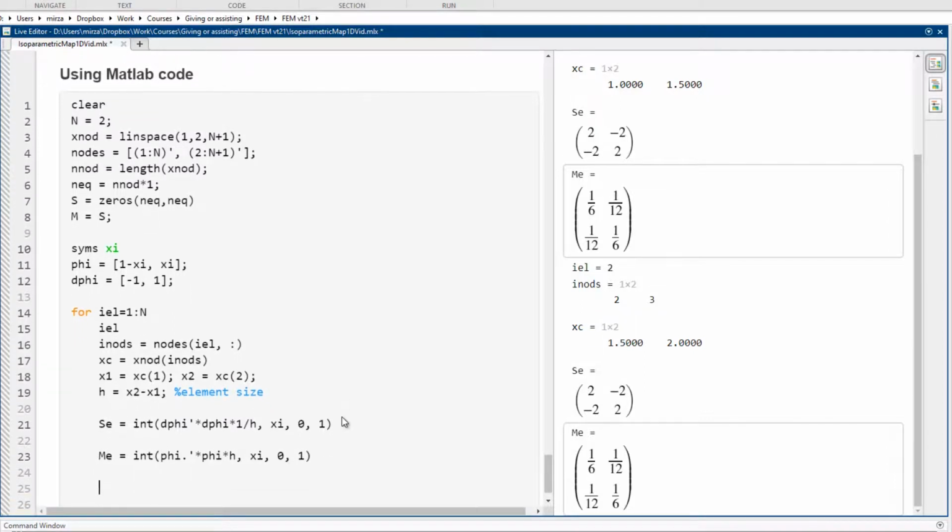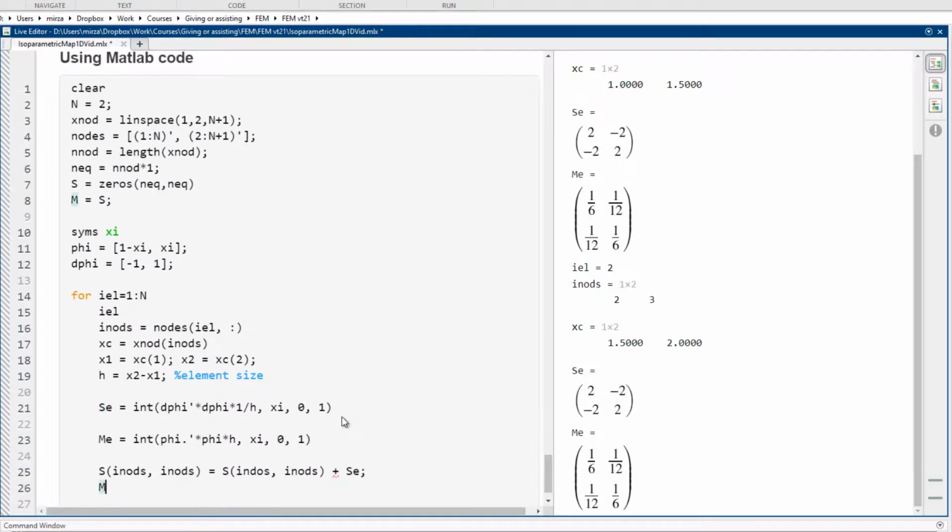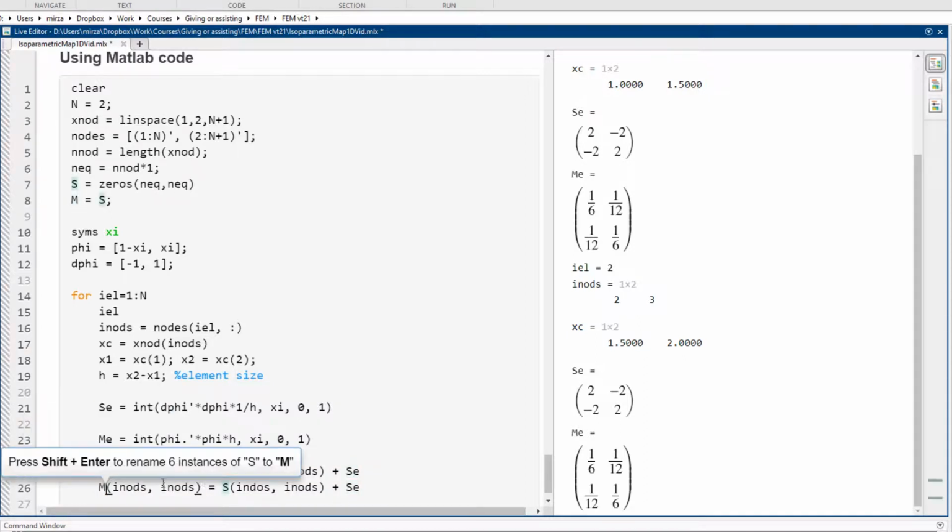All right, now we just assemble this. So we have S of inodes and inodes, same as S of inodes and inodes, and we're adding SE to this, and the same goes with M. I can really do it this way so you can show the output. I'm lazy, I'm going to copy this and just change M here, here, and here.